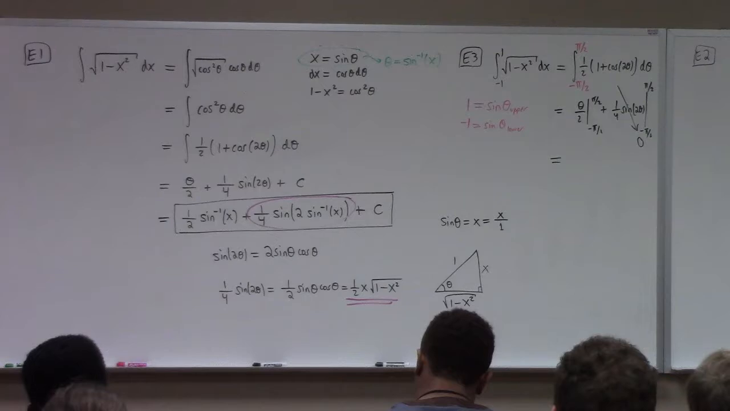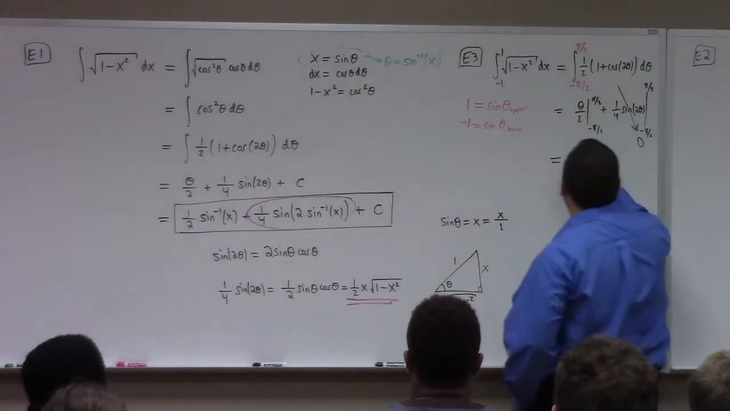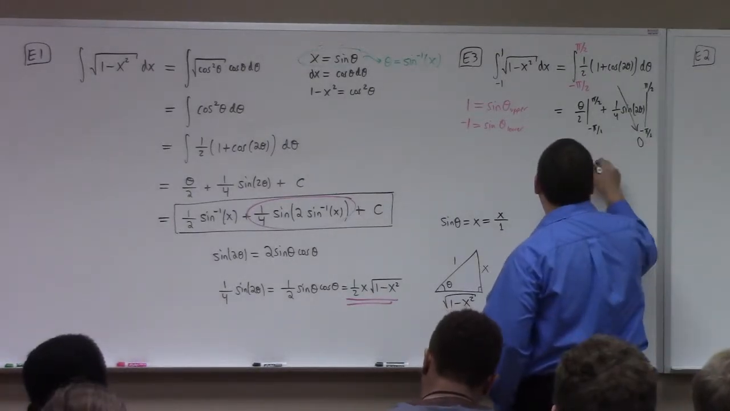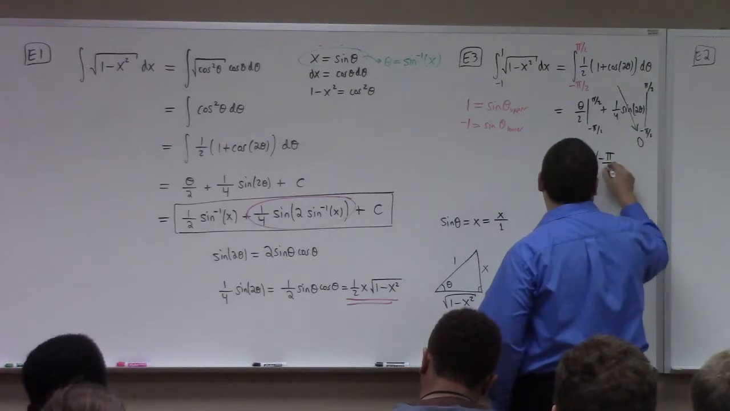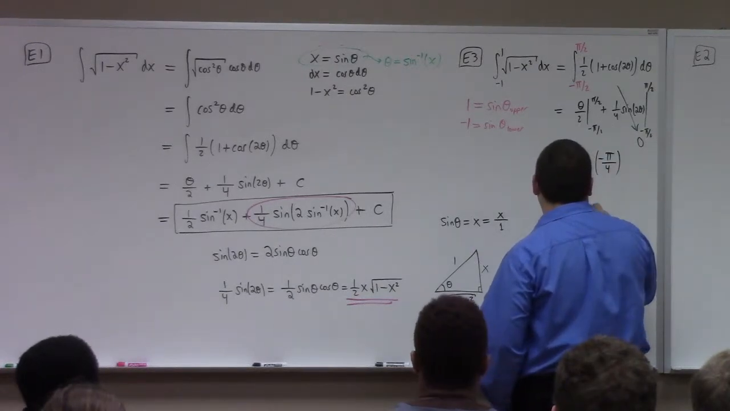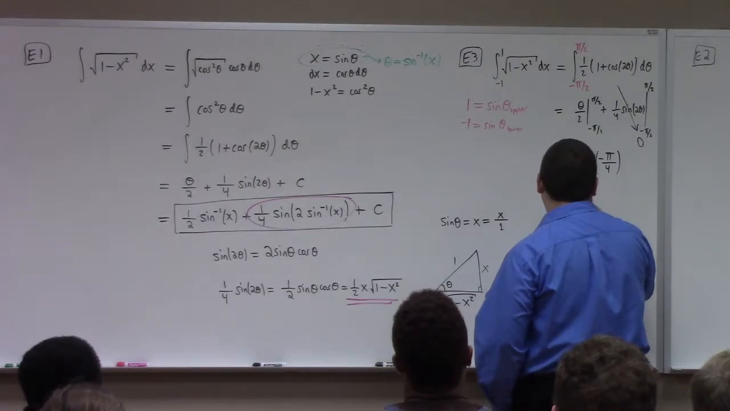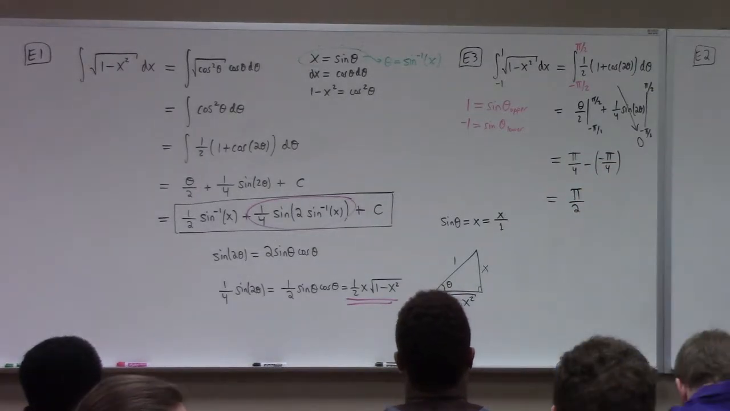We get what? Pi over 2? Yeah, I'm sorry, we get pi over 4, right? Minus a minus pi over 4, also known as? 0, no, pi over 2.